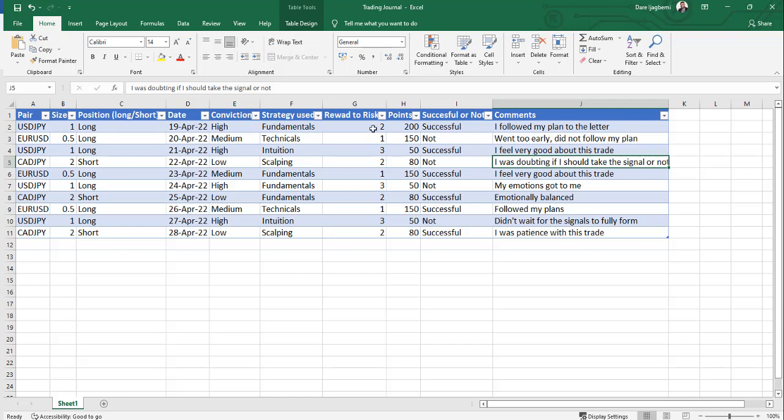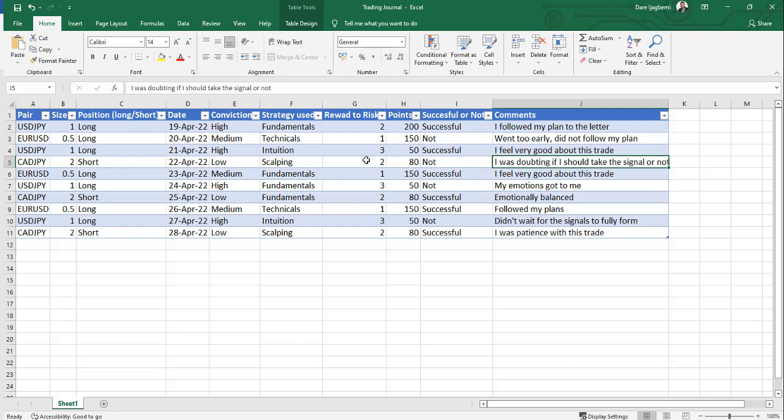That means reward to risk is 2 to 1. I risk a little, and my reward is double my risk. At the end of the day, I made 200 points. It was a successful trade, and my comment was, I followed my plan to the letter. Your comment might be different. You can find different comments, especially how you feel about the trade. It's not only about whether you win or lose, but how you felt about it.